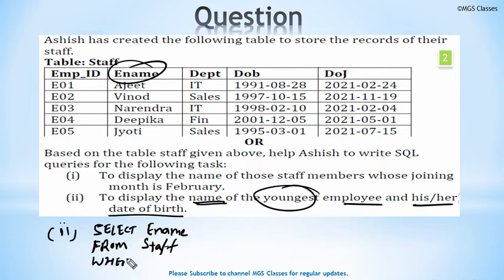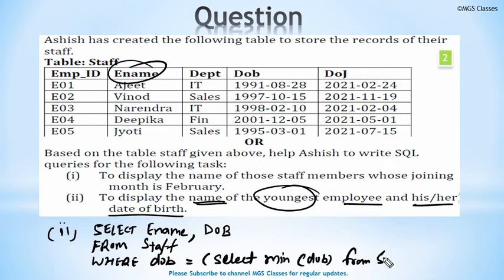The where condition is important. In the where condition we will apply date of birth. We need to display the name of the youngest employee, and his or her date of birth also. So in the select clause, we need to write the employee name, and one more thing, we need to display the date of birth. So we will write date of birth here also. This date of birth should be the minimum. So what we can do is apply select min of date of birth from staff. That will solve your purpose.